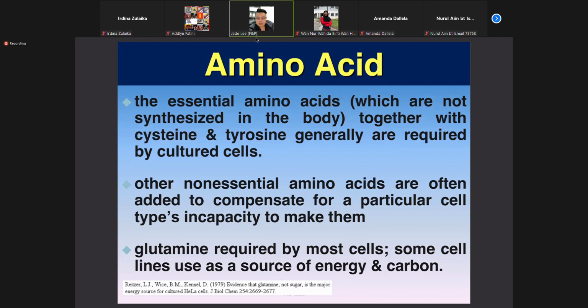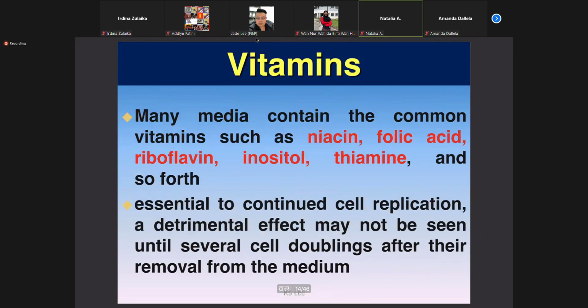Okay. And if you look at the vitamins, there are so many types of vitamins that are available, and many media contain the common vitamins such as niacin, folic acid, riboflavin, thiamine, and so forth. And this is very essential to make sure that the continuous cell can be replicated. It's very important for cell replication, and the detrimental effect might not be seen until several cell doublings after their removal from the media. For example, if you remove niacin or you remove folic acid and inositol, after a few cell doubling times, then you can see the effect.